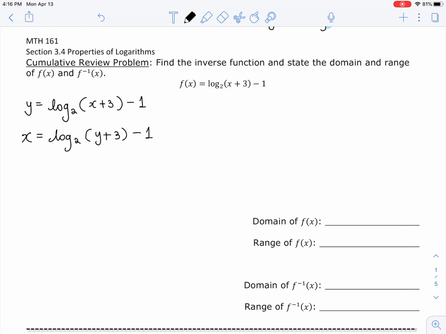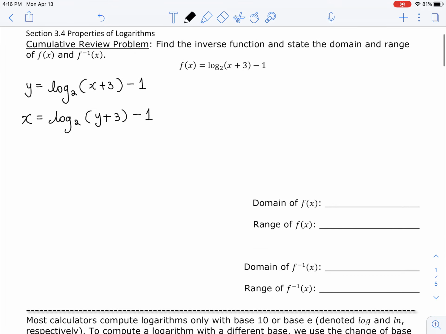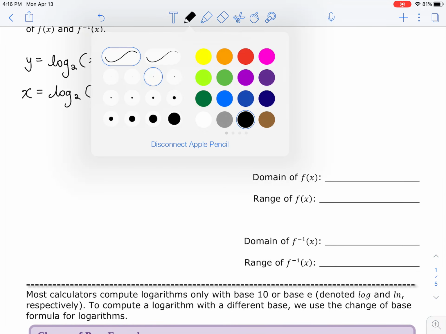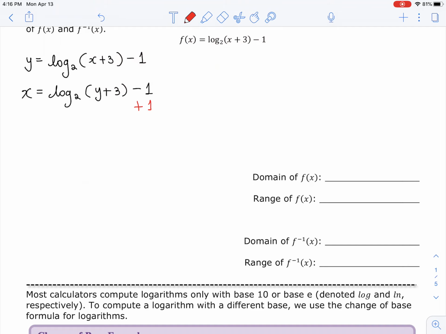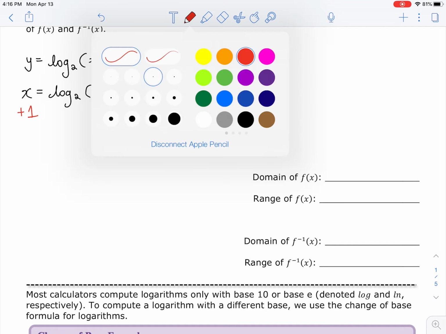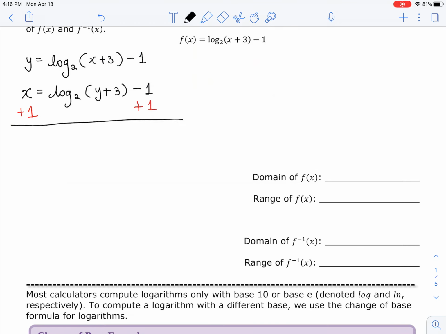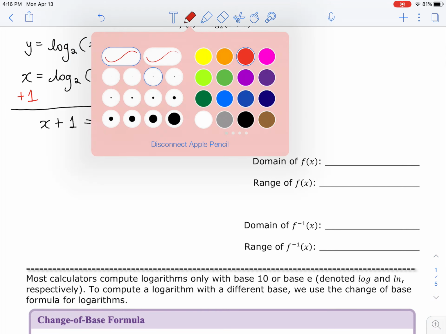Now, step 3 will take some time. We have to solve this for y. The first thing we can do is add 1 to both sides, plus 1 and plus 1. Then we're going to have x plus 1 equals log base 2 of y plus 3. We are not allowed to subtract 3 from both sides because y plus 3 is the argument of this log expression, so you cannot subtract 3 here. What we're going to do is rewrite in exponential form.